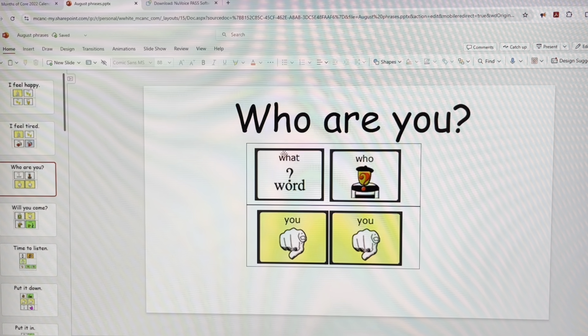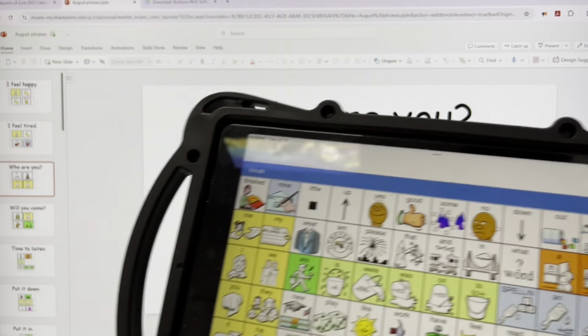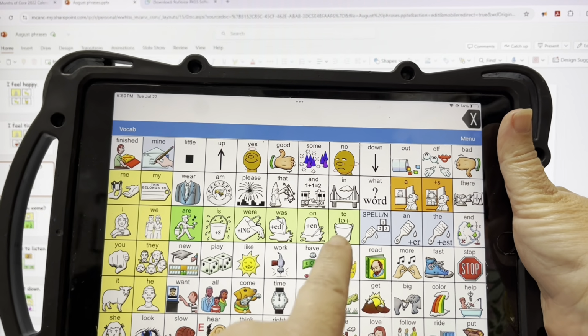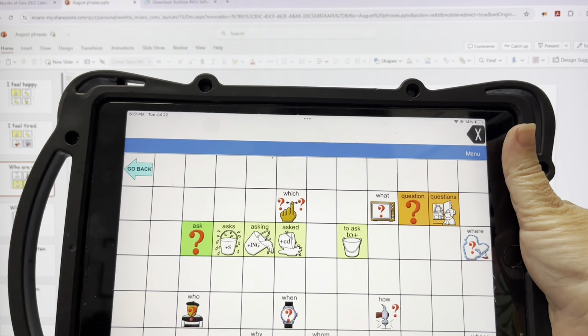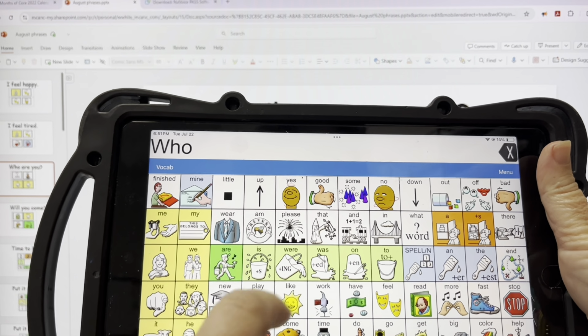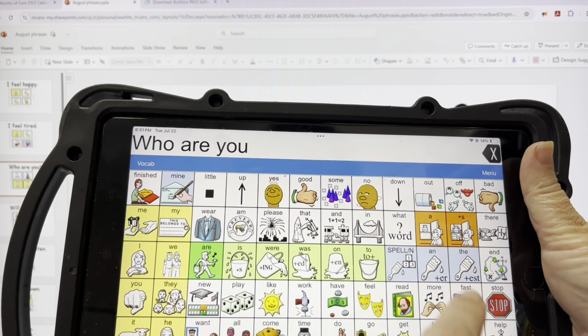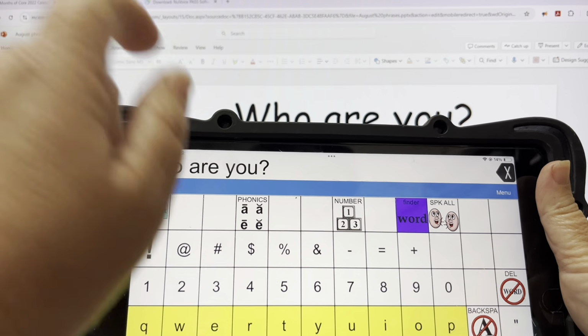Oh, I love this one. Who are you? And that is a great question as you're trying to learn the names of your friends. If we go to our question words, we can find that word who, which is usually talking about a person. Who are you? You. And then we can even add a question mark to that. Who are you?